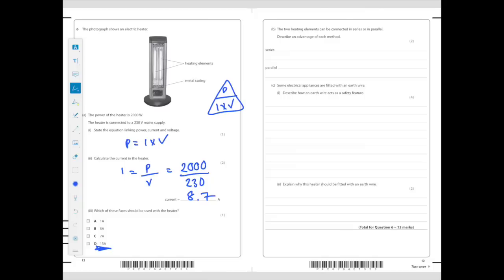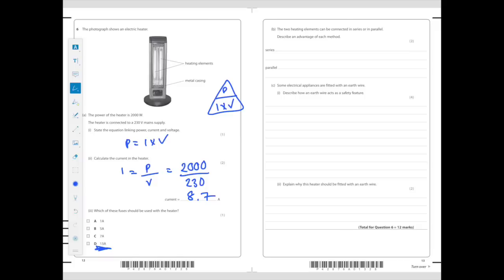Some electrical appliances are fitted with an earth wire. Describe how an earth wire acts as a safety feature, and that is worth 4 marks. So state that first of all the earth wire is connected to the metal casing, and that if the casing becomes live, the earth wire provides a low resistance path to the earth. And then you can talk about the use of a fuse which is attached to the earth wire, so that increasing current will cause the fuse to melt, breaking the circuit, which cuts off the supply.